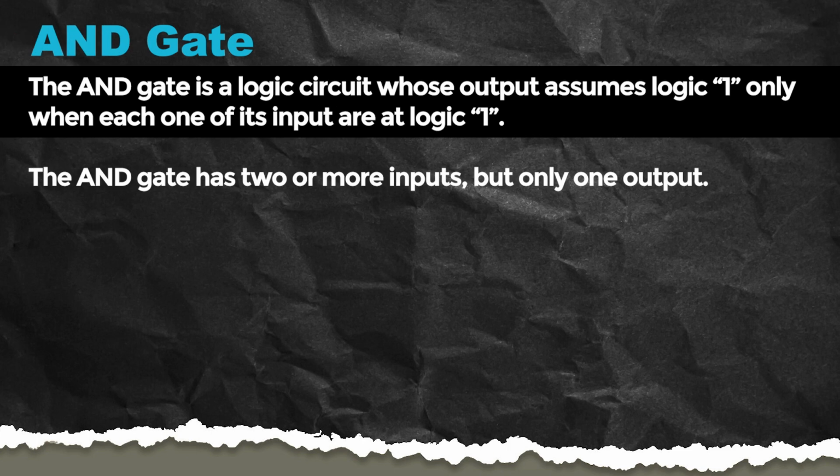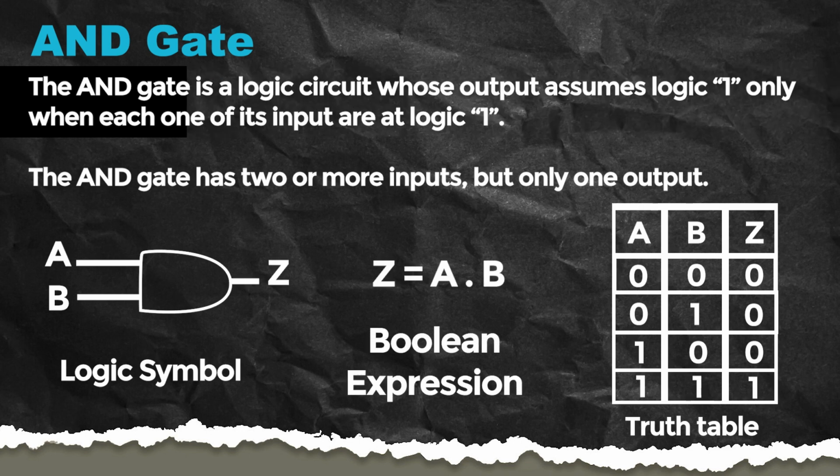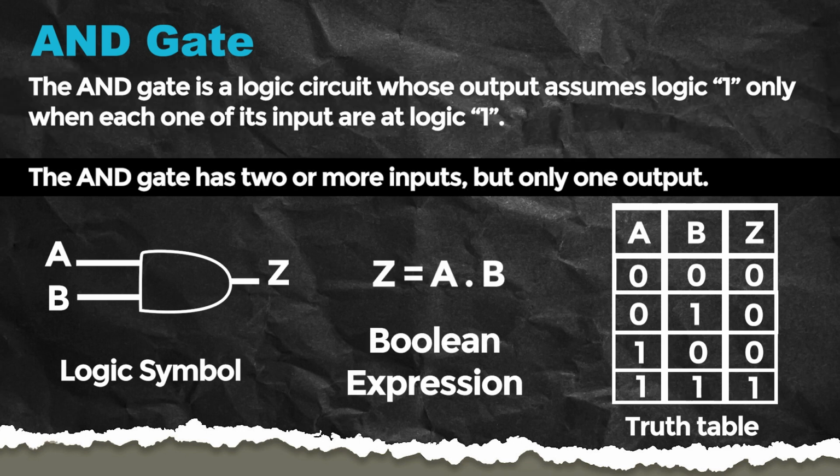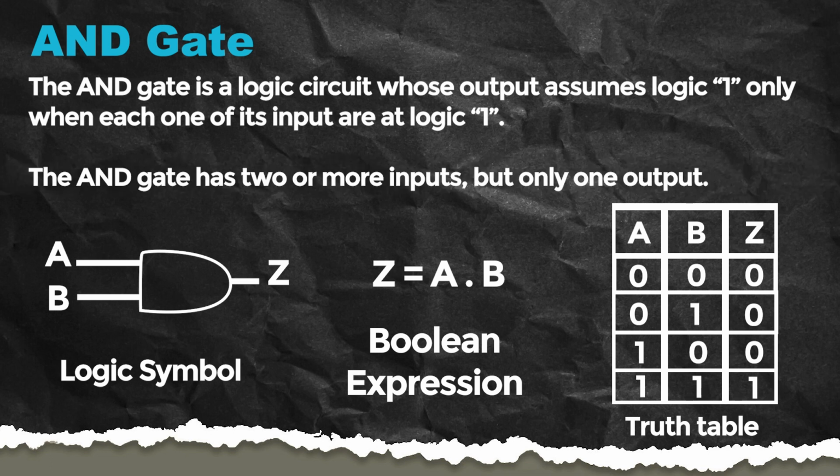The AND gate is a logic circuit whose output assumes logic 1 only when each one of its inputs is at logic 1. We have the logic symbol of an AND gate. The AND gate can have more than two inputs but only one output. Here we have an AND gate with two inputs, the input variables A and B. The output is a single output defined as Z, and Z is equal to A dot B, where dot stands for the AND operation.